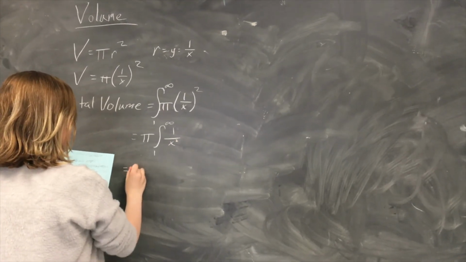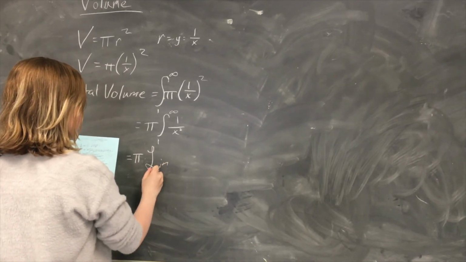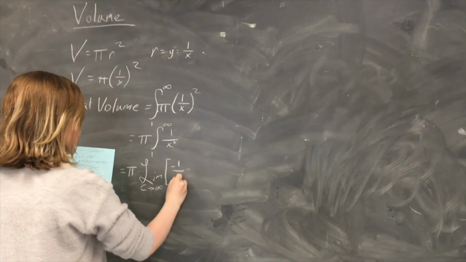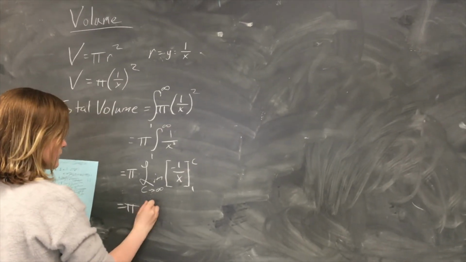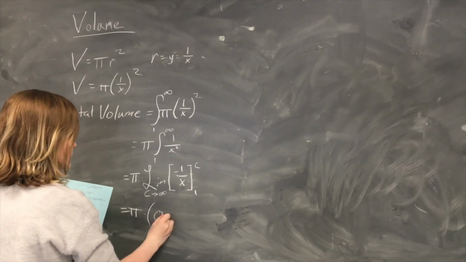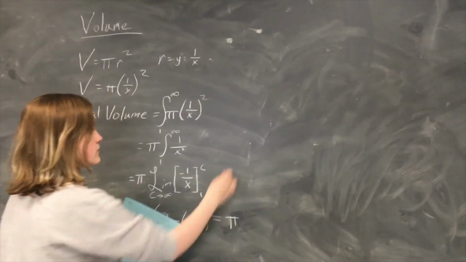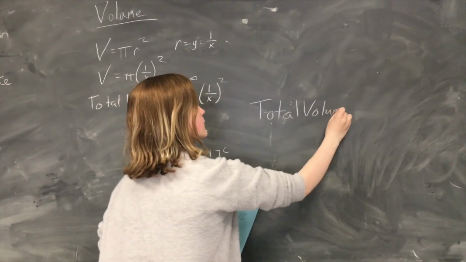Since this is an improper integral, we must use the limit as c approaches infinity. Taking the integral gives us -1 over x from 1 to infinity, all of that times pi. -1 over infinity makes 0, minus a negative gives us 1. 1 times pi is pi, and this gives us the volume of pi, which, as we know now, converges.